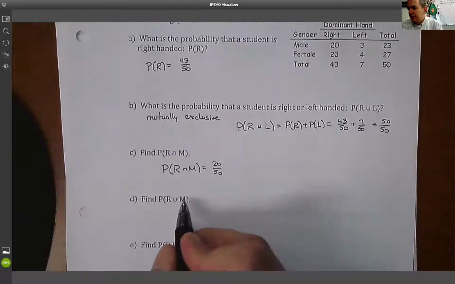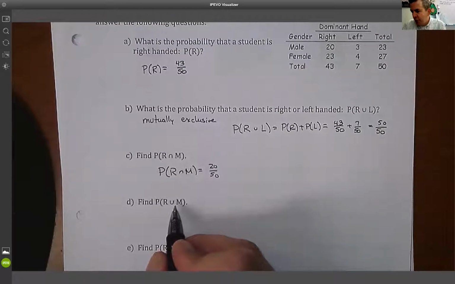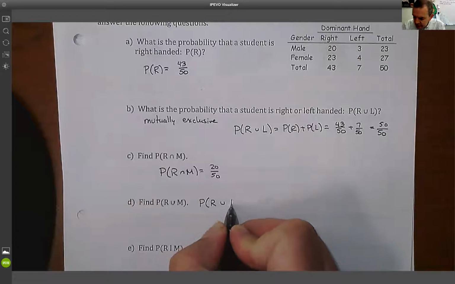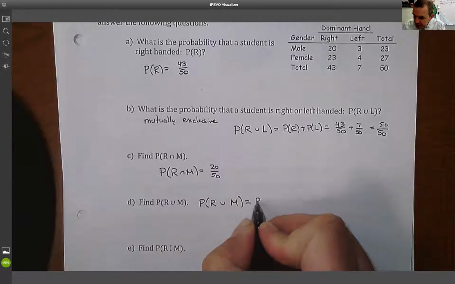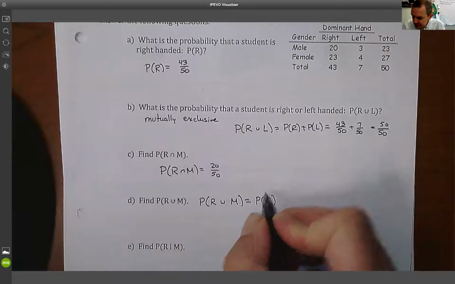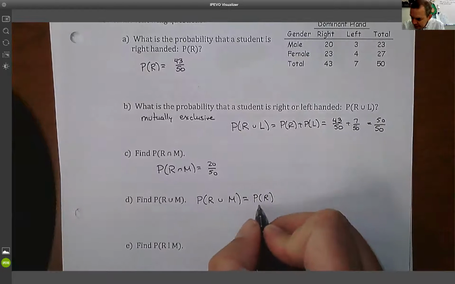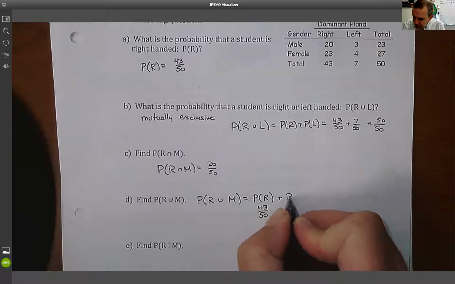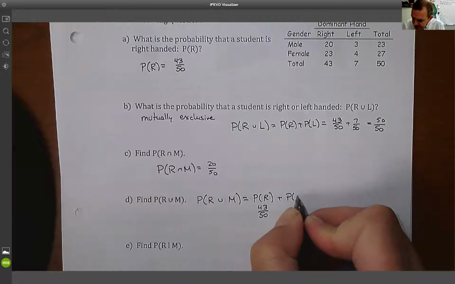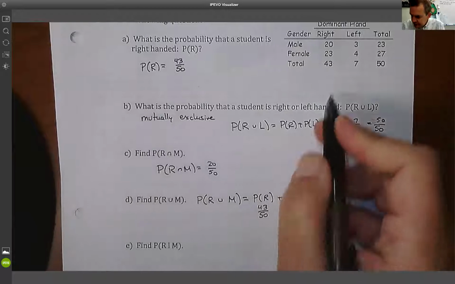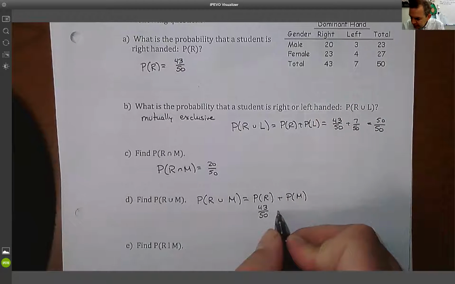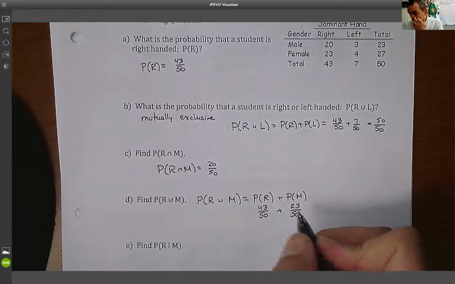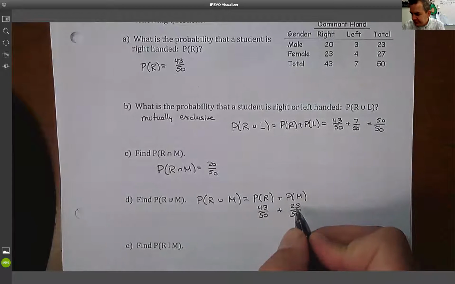And now this one is the probability of being right-handed or male. This is the one that we're going to use our formula on, right-handed or male. So it's going to be the probability of being right-handed, which we've figured out already is 43 out of 50, plus the probability of being male, which in this case is going to be 23 out of 50. As you notice, when you add those two up, that gets you 66 out of 50.